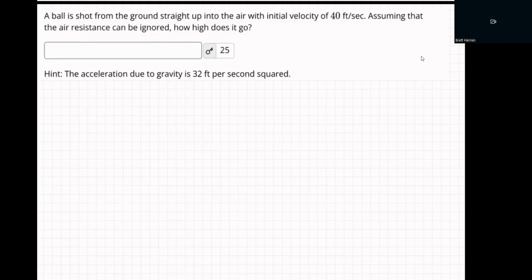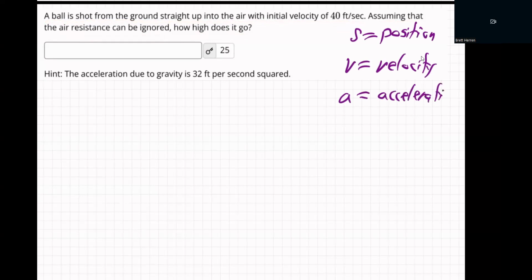We have S, which stands for position. I don't know why we use S for position. V, which stands for velocity. And A, which stands for acceleration in physics of objects. So this is derivative. The derivative of position is velocity, and the derivative of velocity is acceleration.